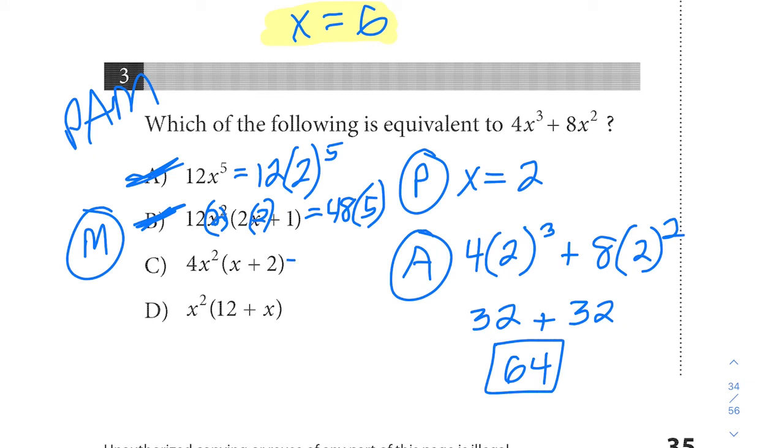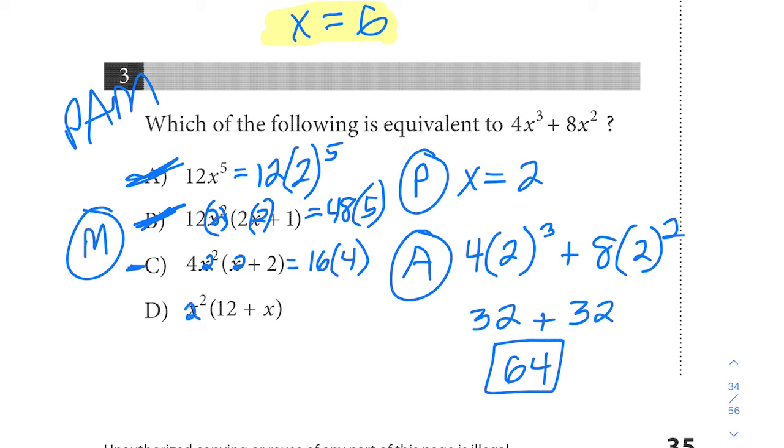Next one. So here, 4 times 2 squared. Well, when I plug in my 2's, so 2 squared is 4, so that's 4 times 4, which is 16. And then times your parentheses, 2 plus 2, which is 4. 16 times 4. Hey, that is 64. That matches. But just to be sure, let's plug it in for D as well and just make sure.